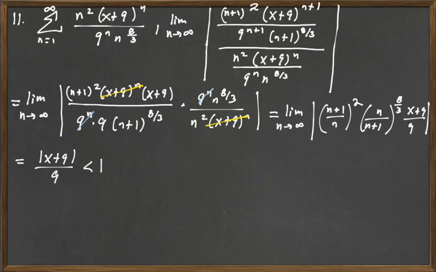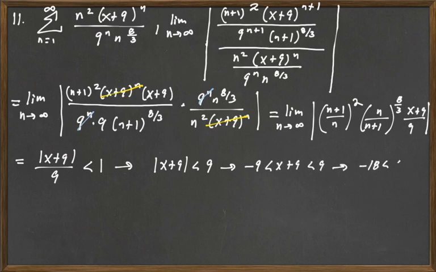We want convergence, so less than 1. So go ahead and multiply by 9, so the absolute value of x plus 9 must be less than 9. So negative 9 is less than x plus 9, which is less than positive 9. So negative 18 is less than x, which is less than 0.